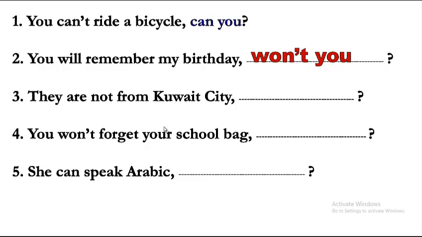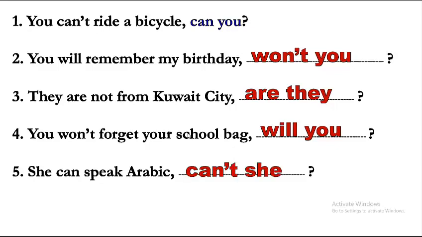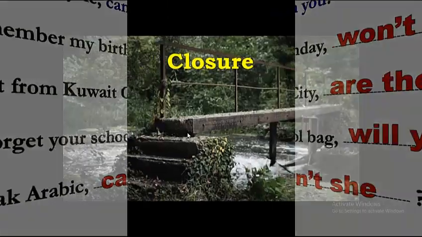They are not from Kuwait. The sentence is in negative, so the question tag will be in affirmative. Are they? You won't forget your school bag. That's right, will you? Number 5, she can speak Arabic. The sentence is in affirmative, so the question tag will be in negative. Can she? Excellent, my dear students.